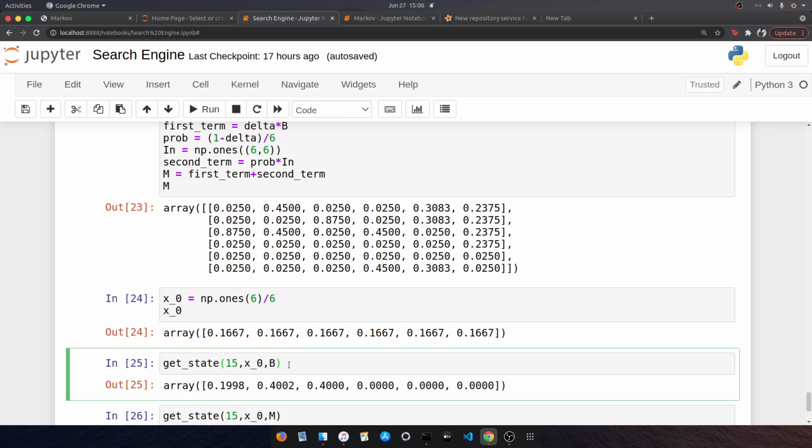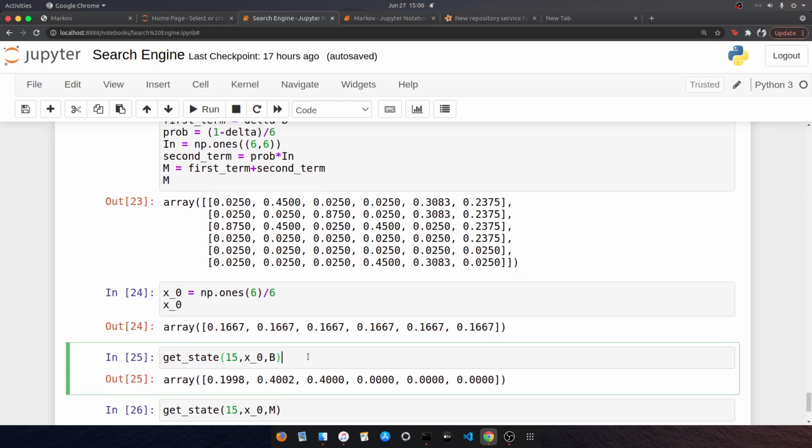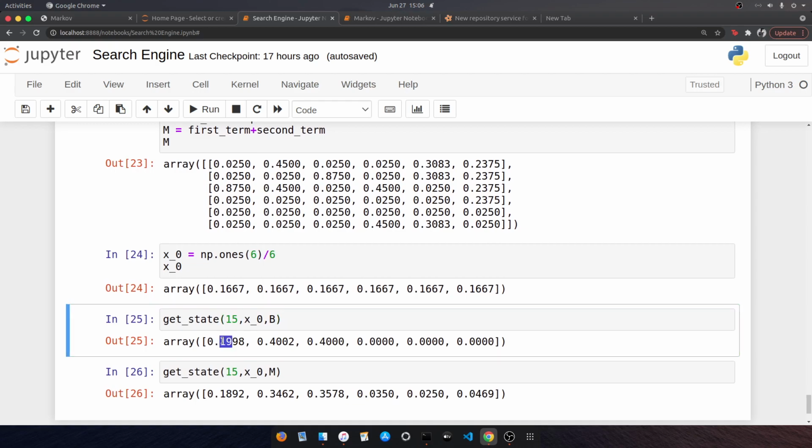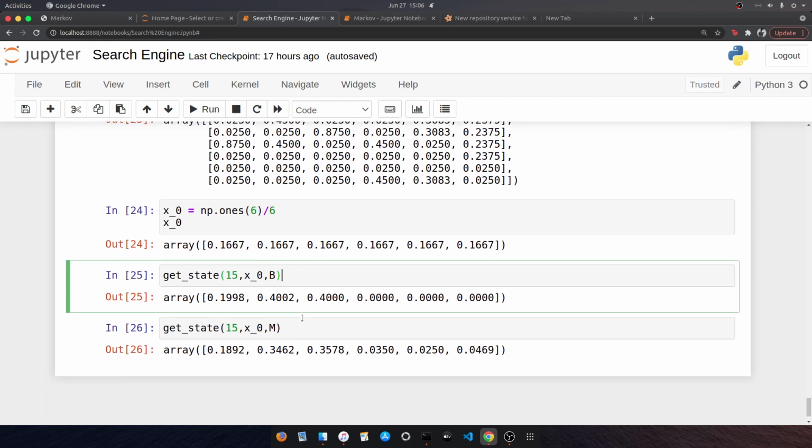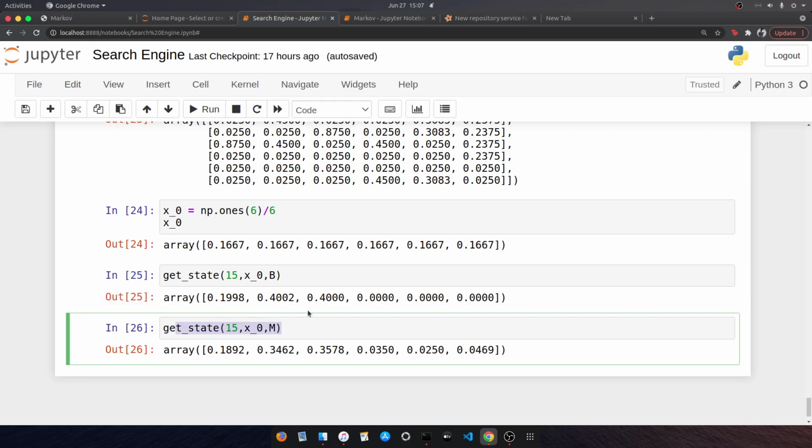As we can see here, after 15 clicks, the probability that you are on page 0 is 19%, and you are on page 1 is 40%, on the third page you are 40%, and the rest are zeros. But if we use Bob's algorithm, we can see that no page has zero probability, since again Bob's algorithm takes into account other factors like going to a different page. So in reality, Bob's algorithm is more plausible to be implemented in production.